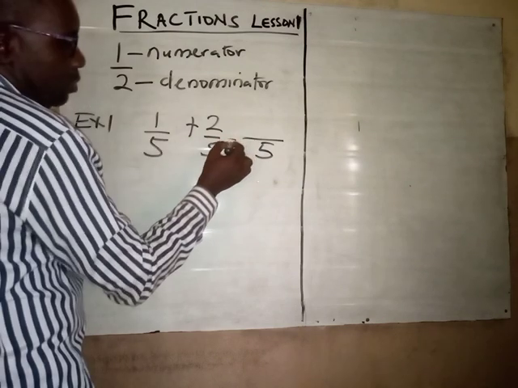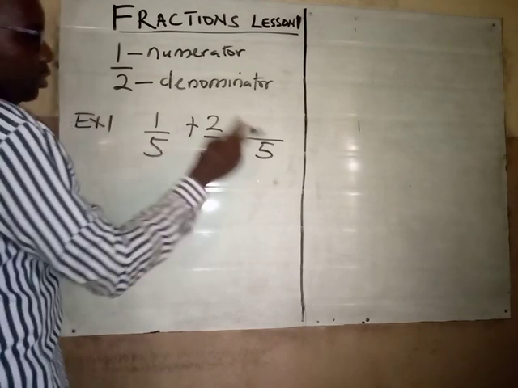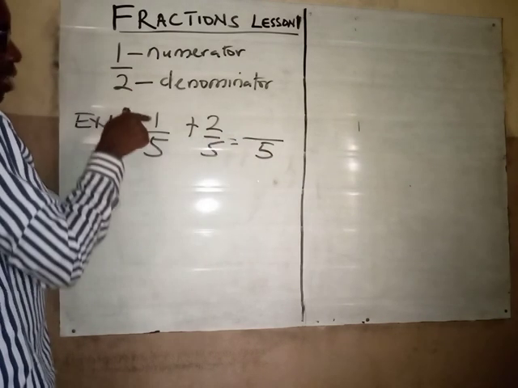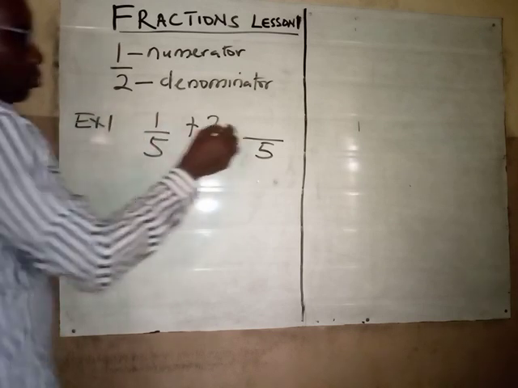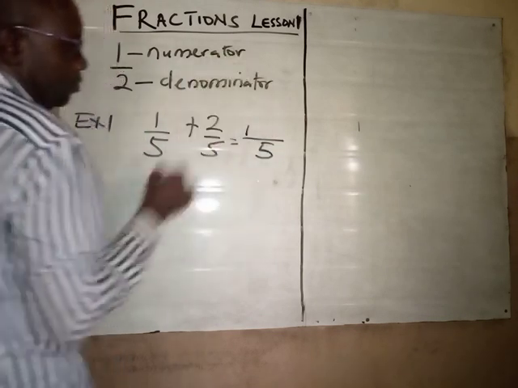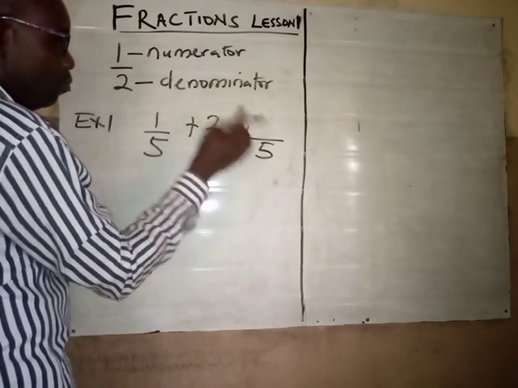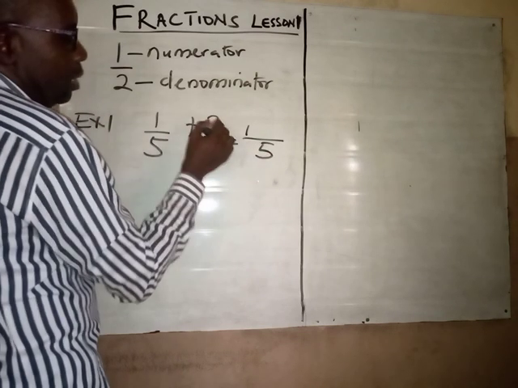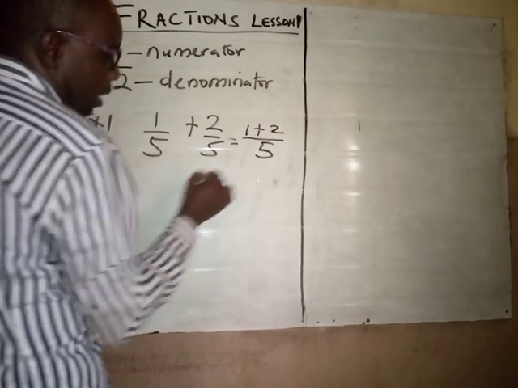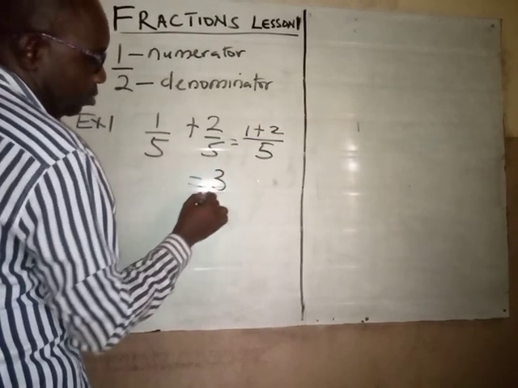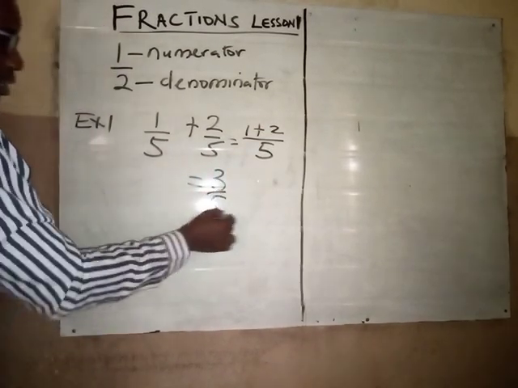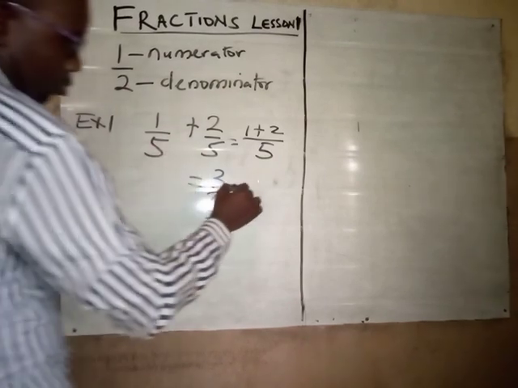So what it simply means is that 5 divides 5, which is 1. 1 times the numerator, which is 1. Then the same thing, 5 divided by 5 gives you 1. 1 times the numerator, which is 2, plus 2. At the end, you now have 3 over 5.